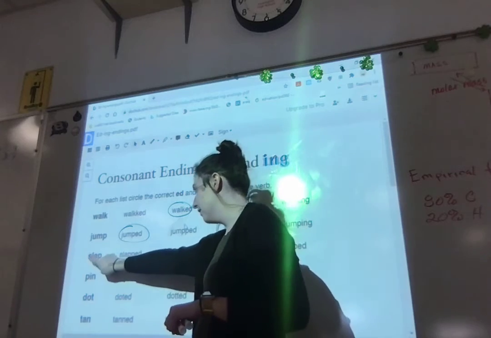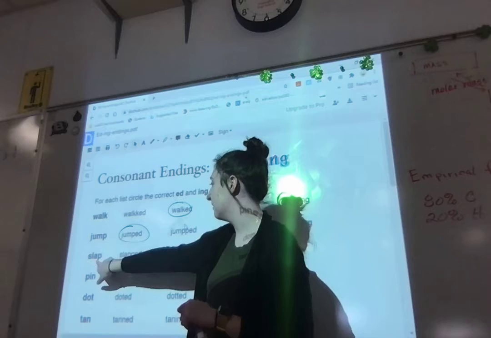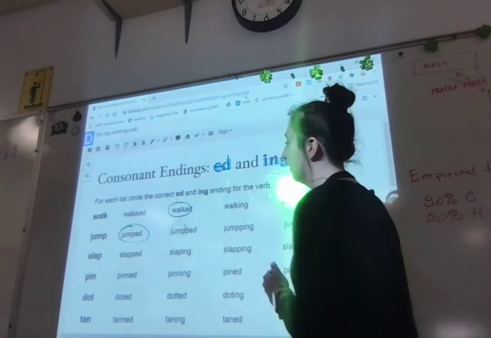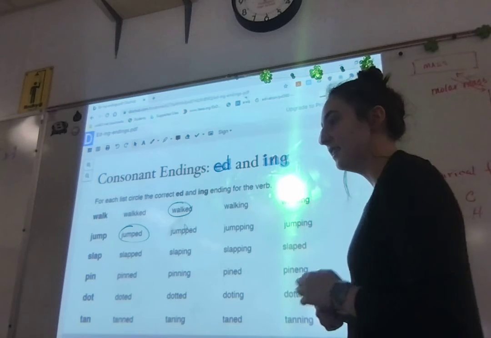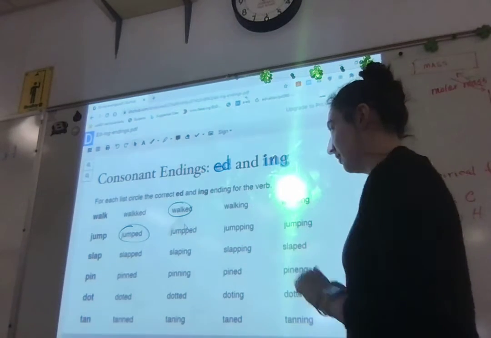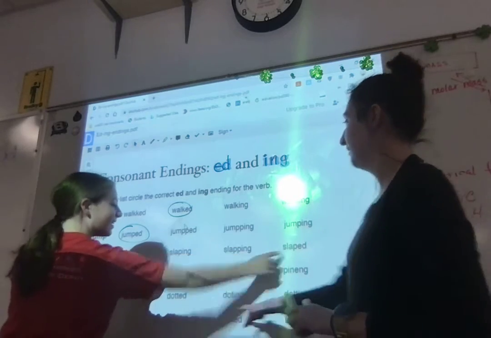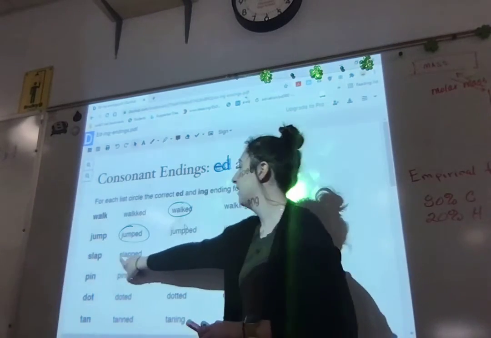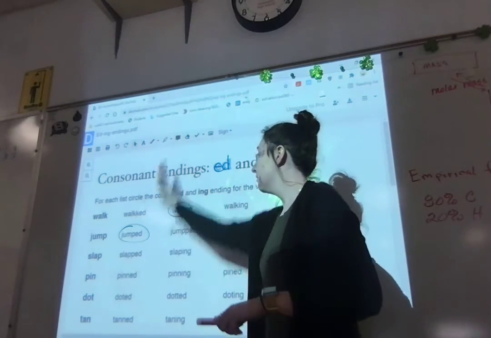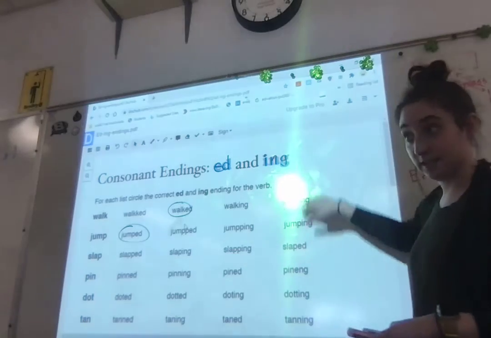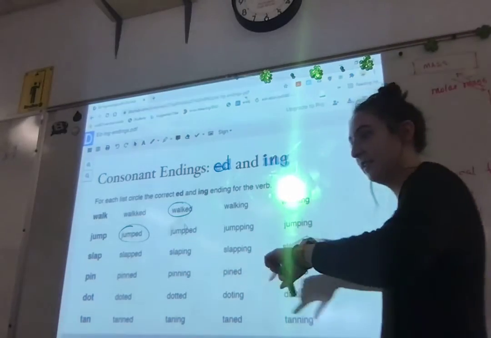So now we're going down to our third word, slapped. So can someone come up and show me where our two ed endings are? Right here and right here. Okay, so it's a little bit different than our first two, where one ending is in the first column, and then our other ed ending is in the second column. So we kind of got to search to make sure that we're looking at the right endings, right?